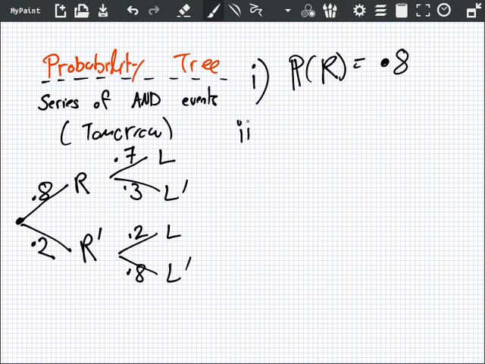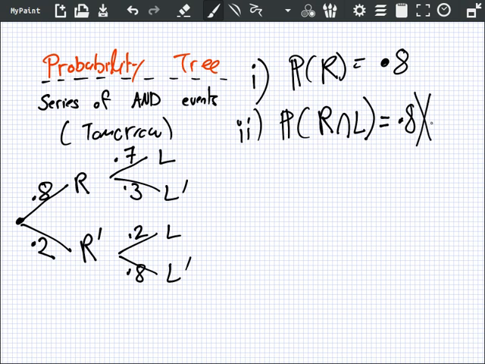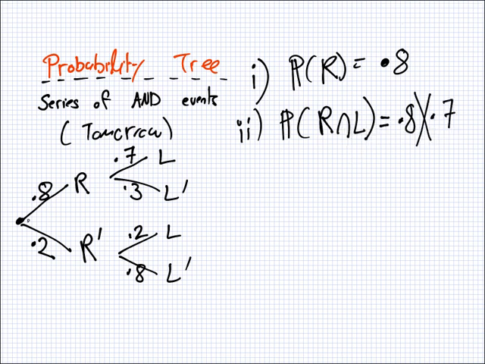Now, what about if I said something like the probability tomorrow it will rain and you'll be late? Now, how do we work this? This is an and. What is it? 0.7 times 0.8. Yeah, 0.8 times 0.7. What you're doing is you're saying rain and late. And the rule here in probability is an and means a multiply.